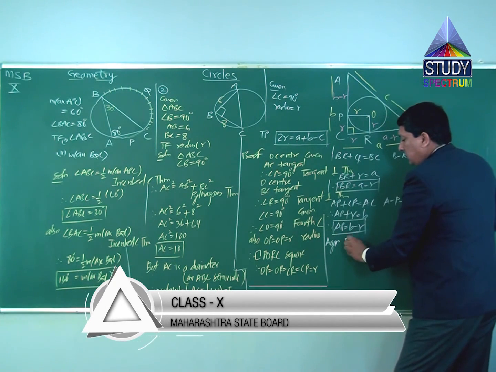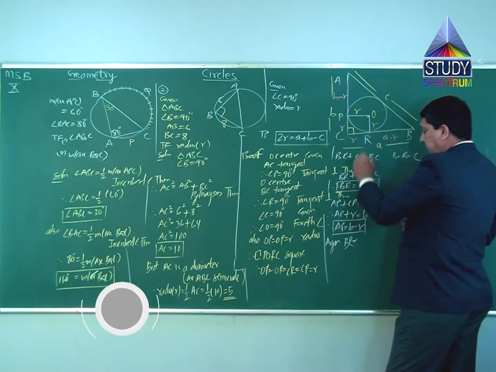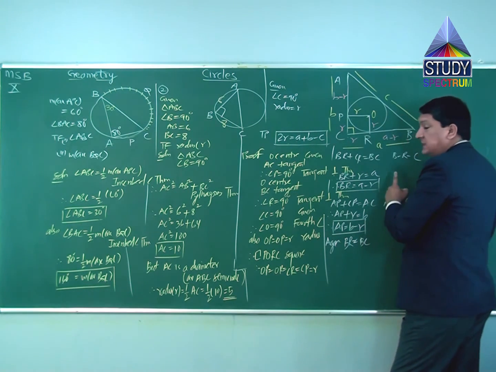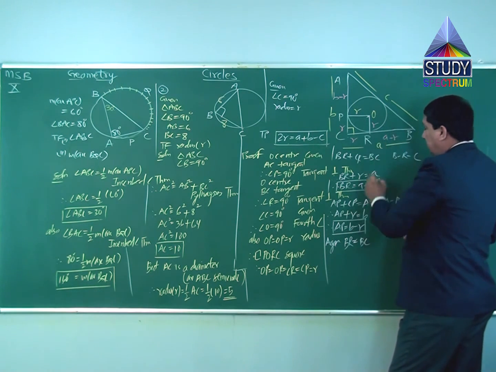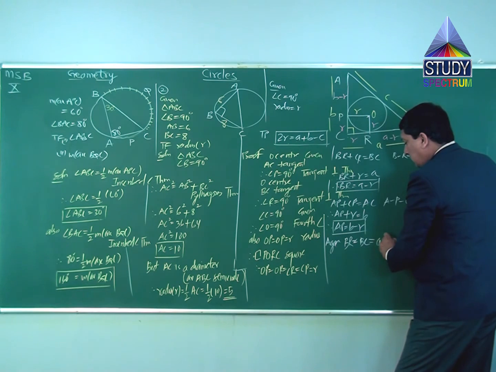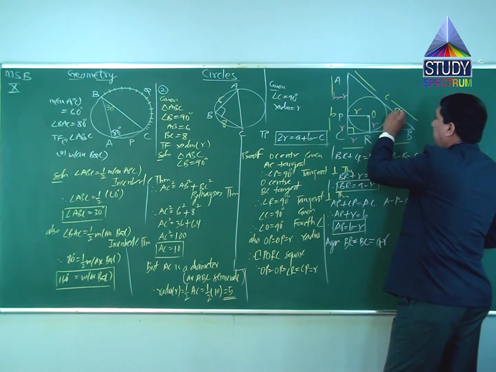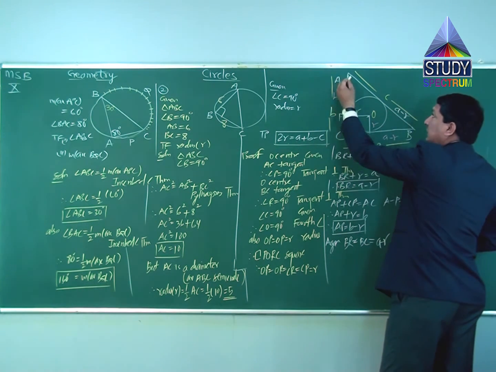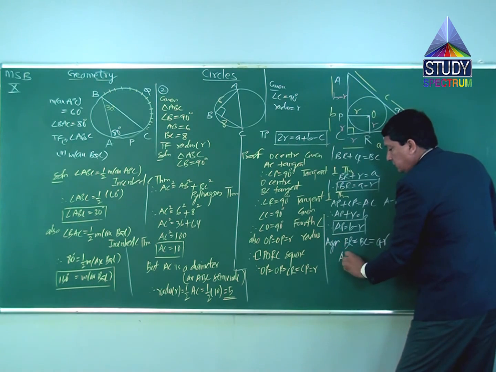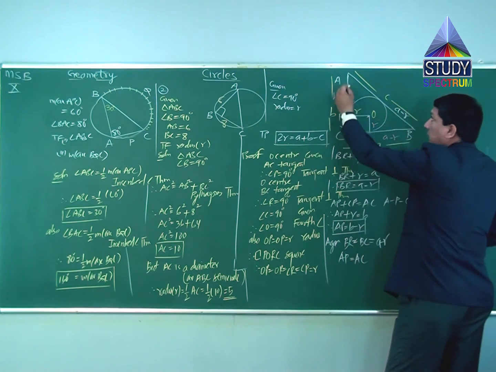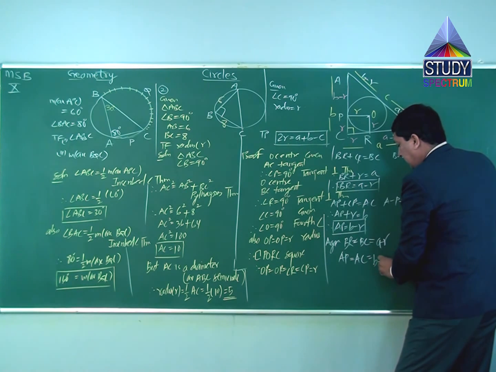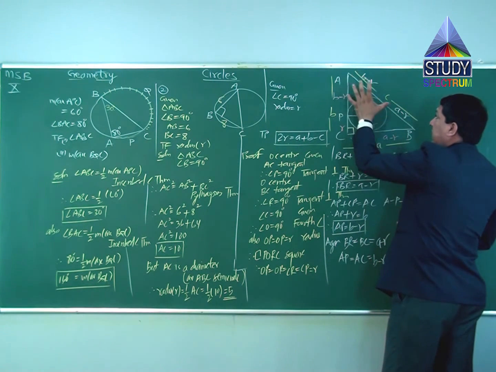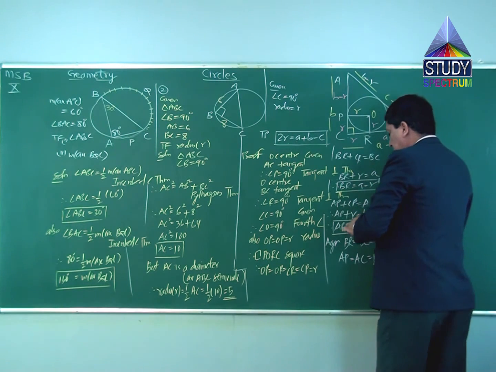Again, BR is equal to BC. Why? Tangent segments from exterior points are congruent. BR is equal to BC. Therefore, BC becomes A minus R. Therefore, this value becomes A minus R. Same way, AP is equal to AC. This value is B minus R. So this value also becomes B minus R. So we got this as B minus R, this as A minus R.